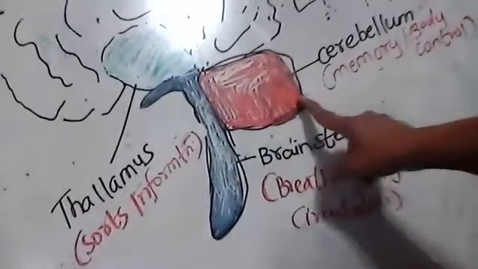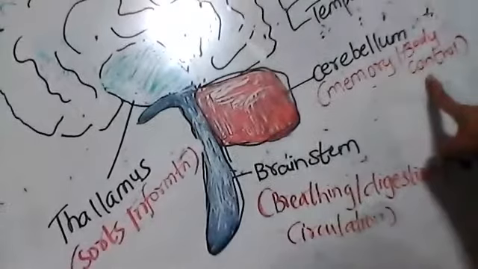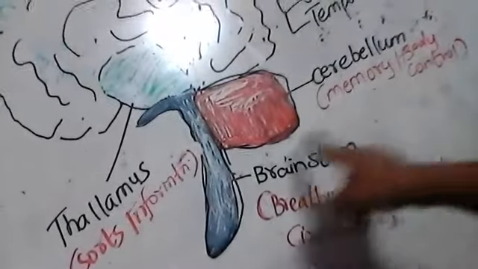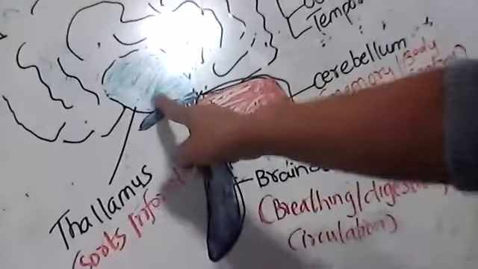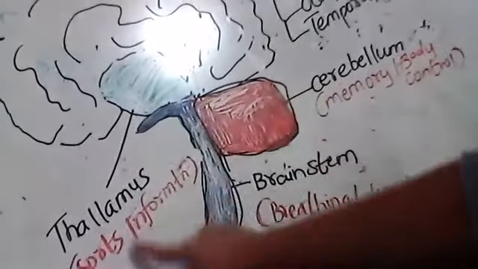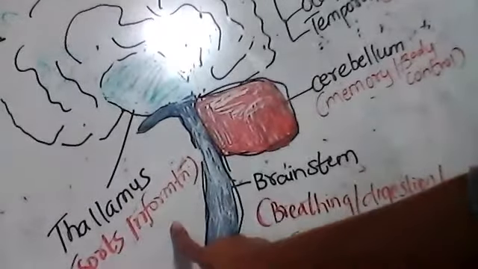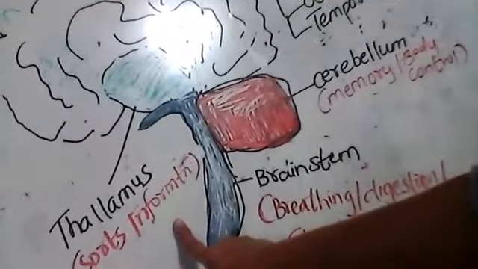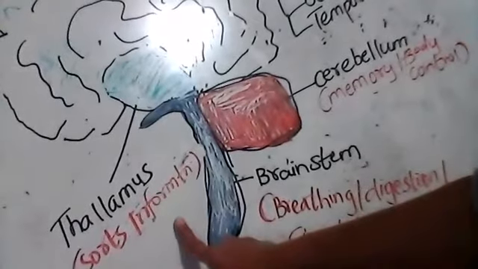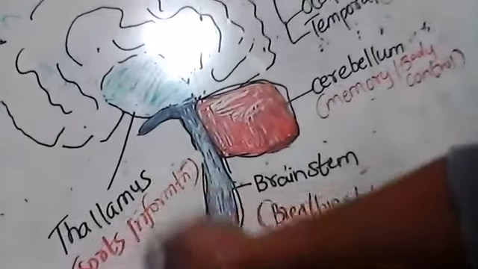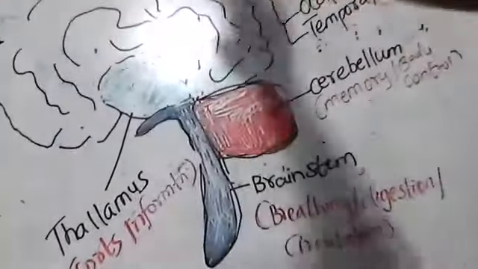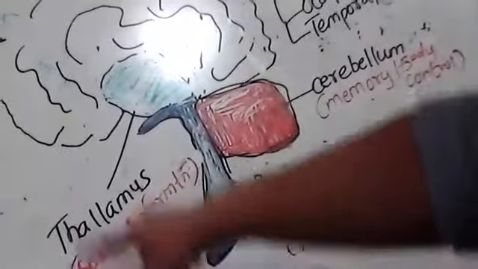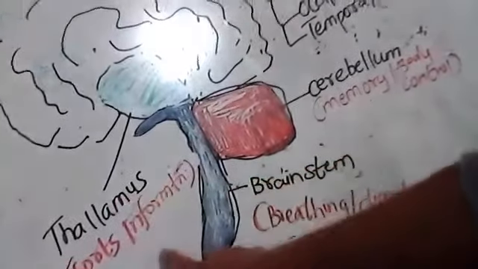Then we move on to the cerebellum. That has memory and it has motions for your body, aka body control. Then the thalamus. It sorts information, and if you have, let's say, a show and you need to remember your lines, then it stores that information. Whatever information it gets from different parts of the body needs to be sorted and sent to different regions of the brain. That sorting is done like a router by the thalamus.